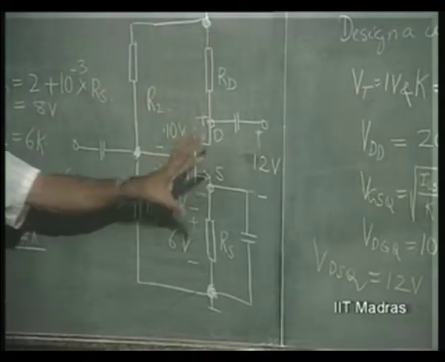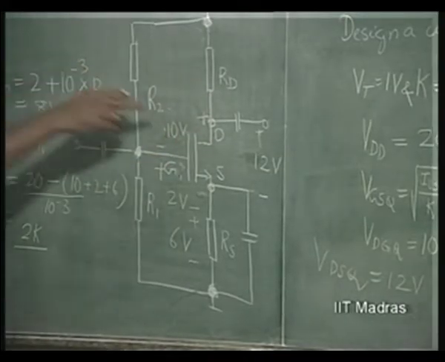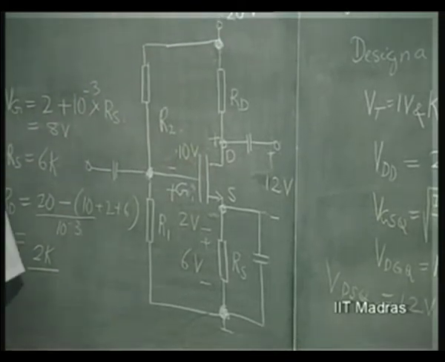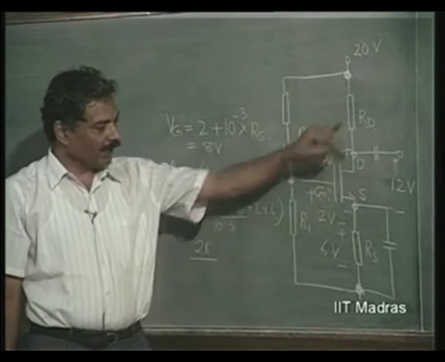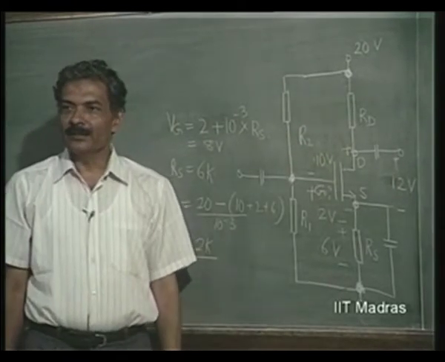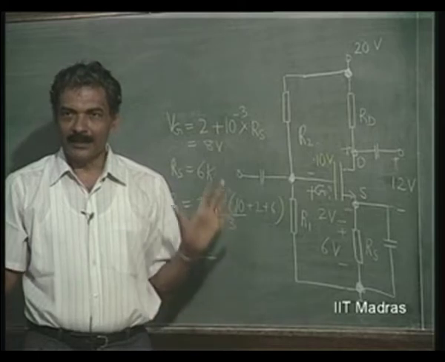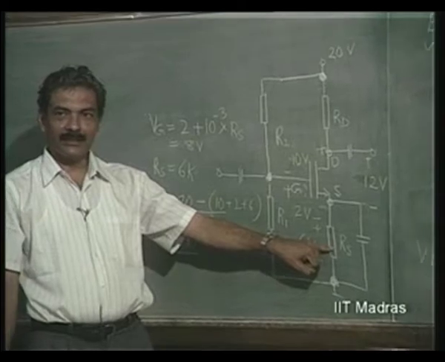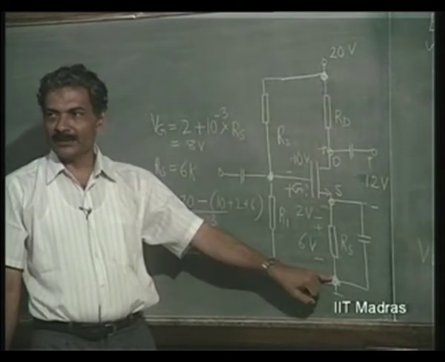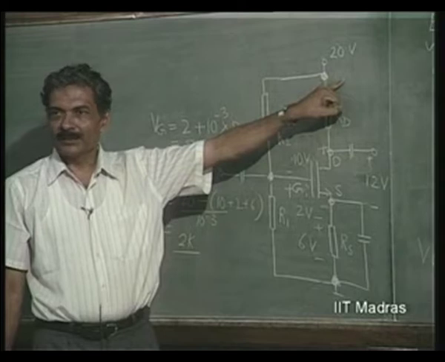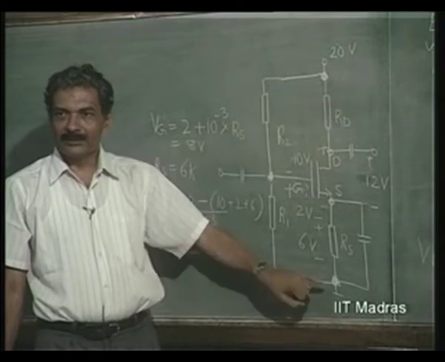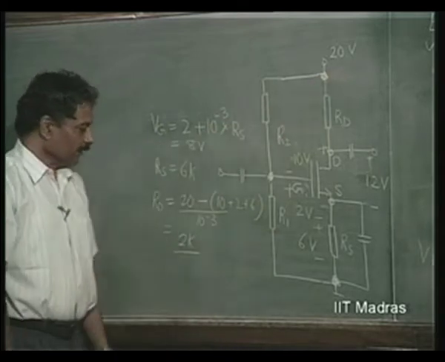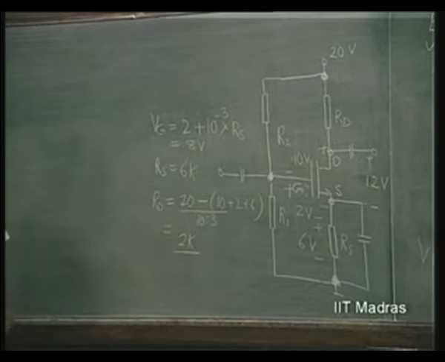You understood? What is therefore now fixed is 20 minus 12, an 8 volts drop, and current is 1 milliampere. So RD plus RS cannot be greater than 8K. It is fixed at 8K. So if I select RS as 6K, this has to be 2K. If RS is chosen as 4K, this will be 4K. If this is chosen as 2K, this can be 6K. So let us therefore leave it at this 2K.